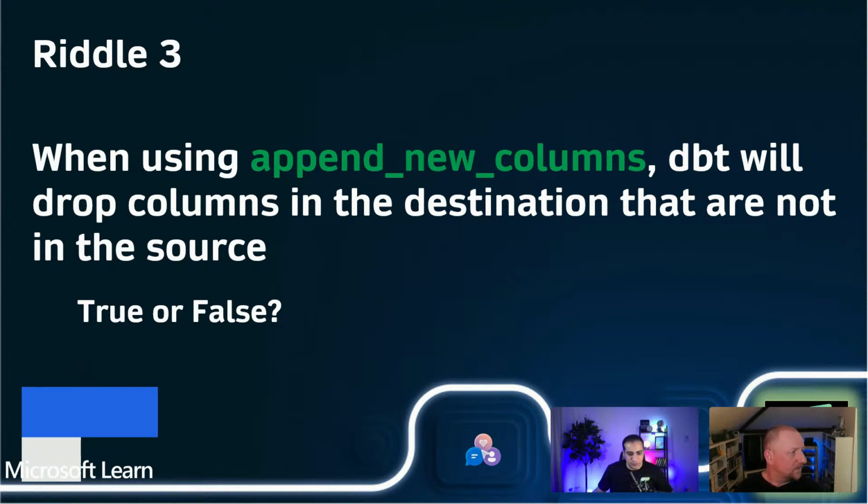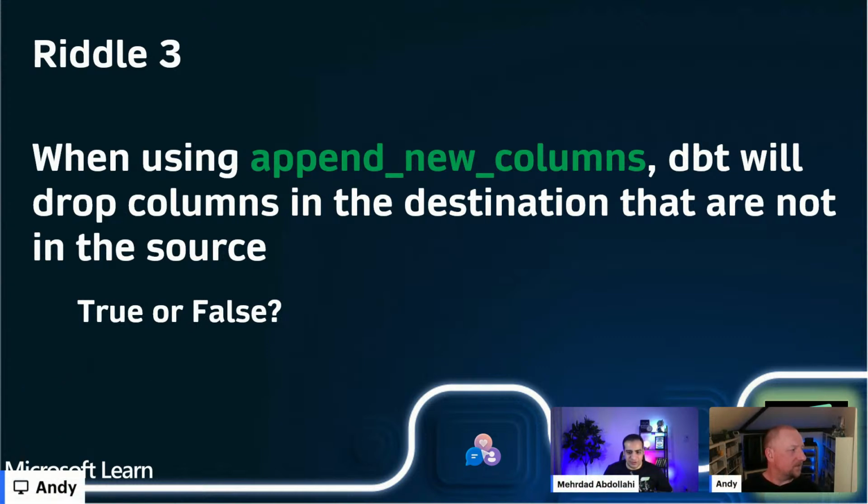Bhupendra, false. Antonio, false. Yep, false. Exactly, it's false. Essentially, DBT will just ignore columns that have disappeared from the source and not do anything. So ultimately, if you're using Fabric Warehouse and you want to be able to advance the schema, append new columns is the one that's going to work.